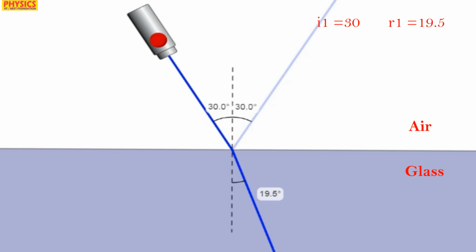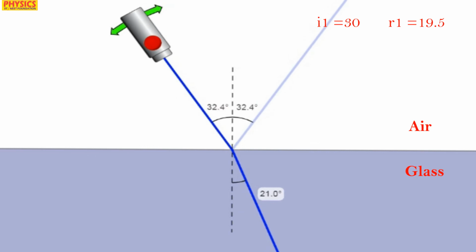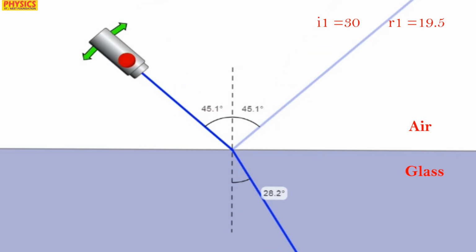So for that purpose I am taking another angle of incidence as 45 degrees. Let us see what could be the angle of refraction when angle of incidence is 45. So it is how much, Nana? 28.1 degrees. So we make all these angles of incidence and angles of refraction in a table so that we can calculate what could be its ratio.